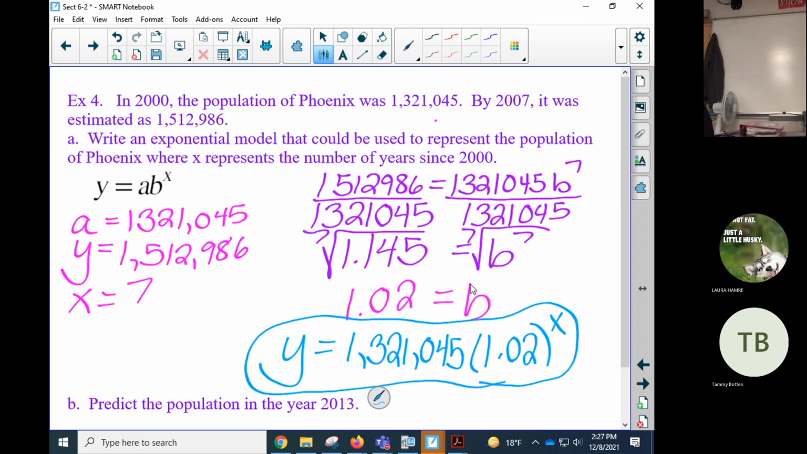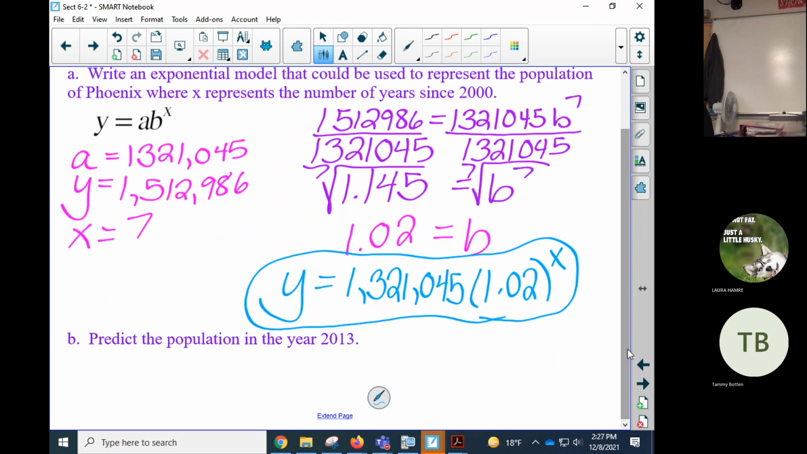Everybody understand that? Now down here, if they say 2013, how would I evaluate that? Just put 13 in here, okay? So we'd go 1,321,045, parentheses 1.02 to the 13th. What did you guys get when you did that?